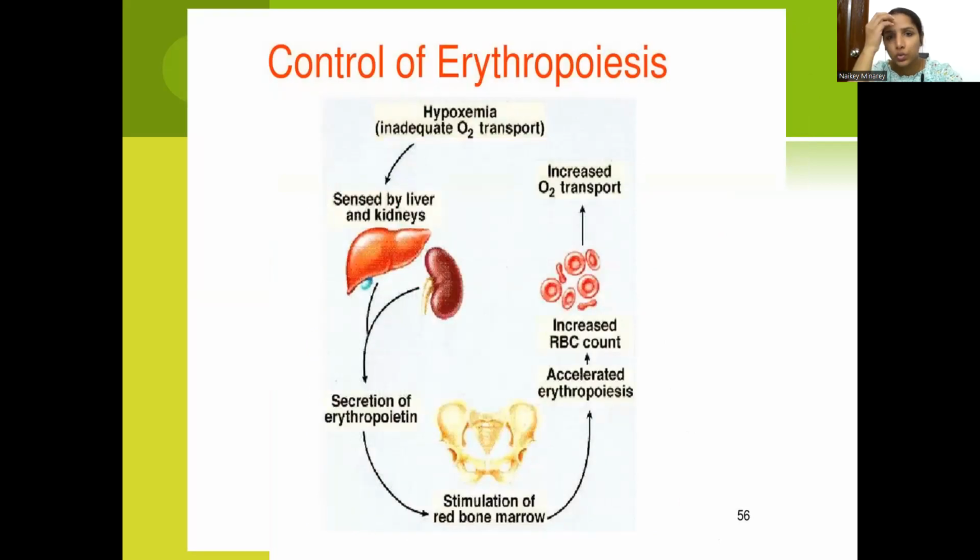So how does control of erythropoiesis take place? There is hypoxia, which stimulates the liver and kidney, leading to secretion of erythropoietin, stimulation of bone marrow, increased RBC count, accelerated erythropoiesis, and increased oxygen transport.